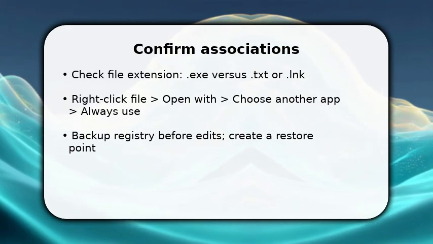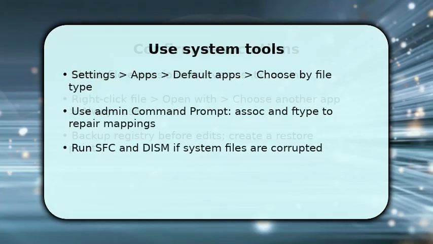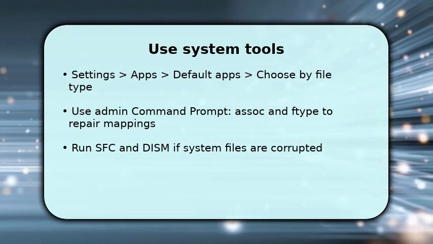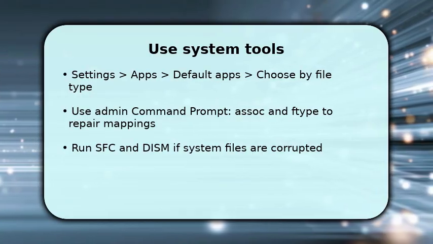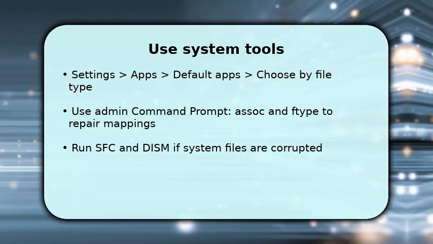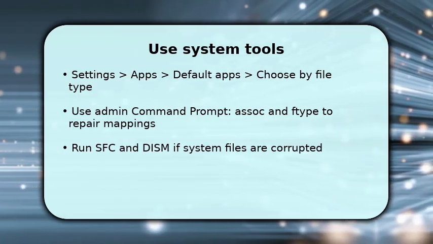Next, open Settings > Apps > Default apps and choose by file type to reassign exe, lnk, or problematic extensions to the correct handler. If that fails, open an elevated command prompt and run assoc and ftype commands to view and reset mappings. These change how Windows resolves extensions.